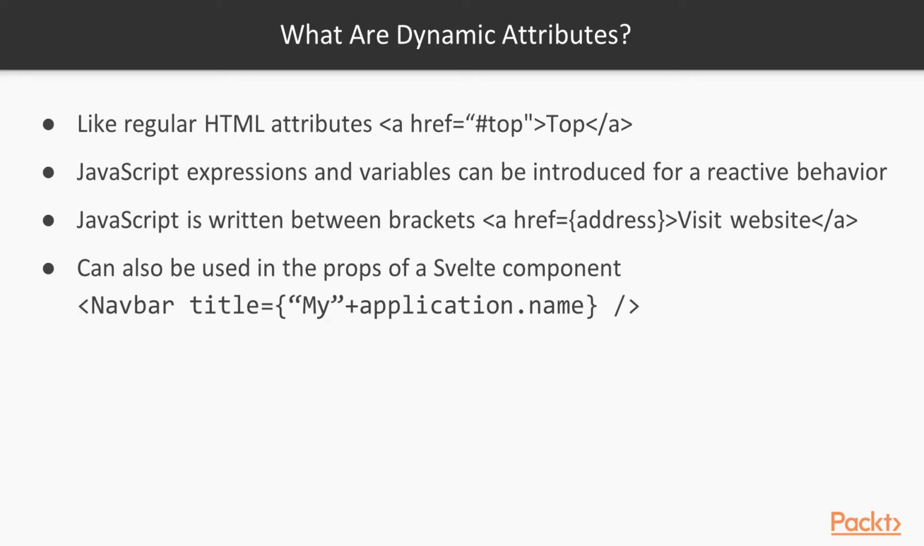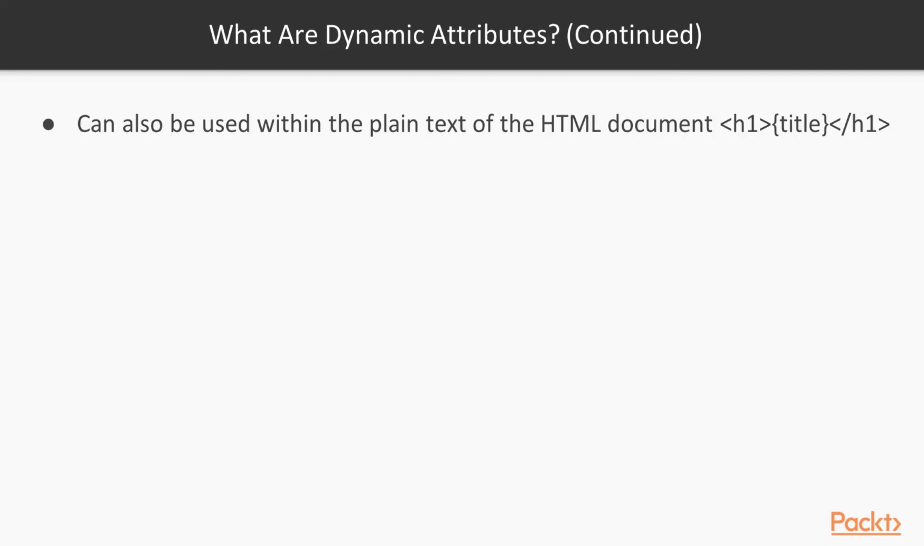Take, for example, the 4th bullet point of this list. We could have a dynamic prop where the value of the prop title is the concatenation of the string "my" and the value of the property name of the application object. We can also use this feature within the plain text of the HTML document. We already have seen this in action when we created the navbar component at the end of last section.